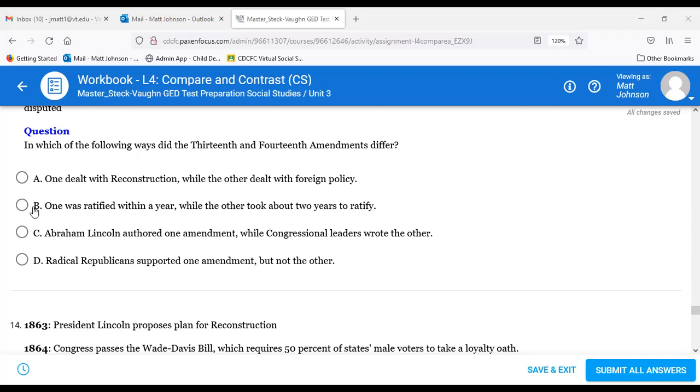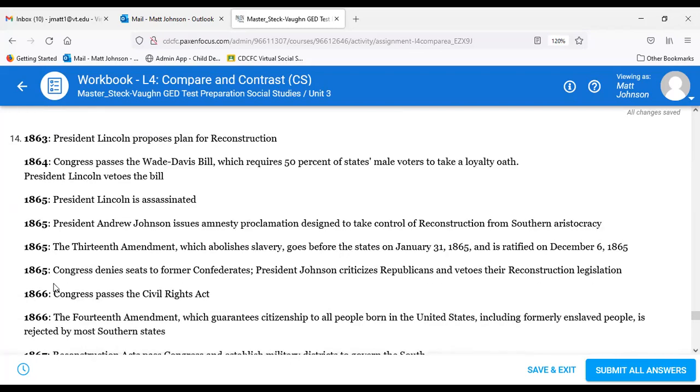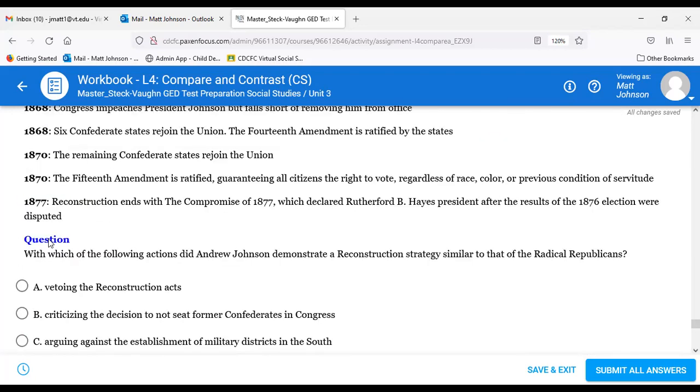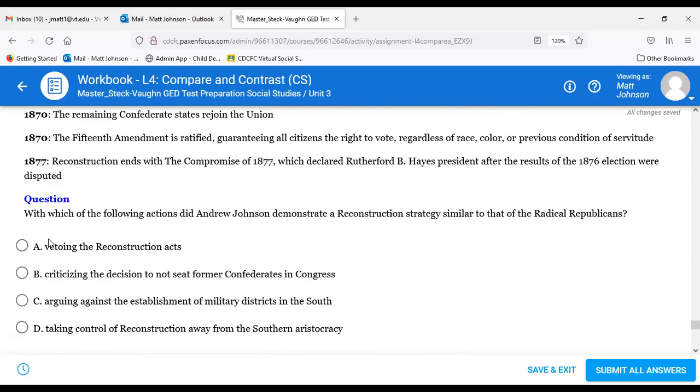It's B. Yeah, that one's kind of odd because you're thinking it's going to be something about the content of the amendments, but it's basically just how long it took that was the difference. The 13th was just a little short of a year and it took almost 2 years for the 14th. All right, so 13 is B. Capri, once you finish, number 14.